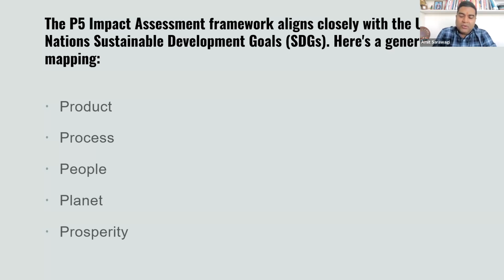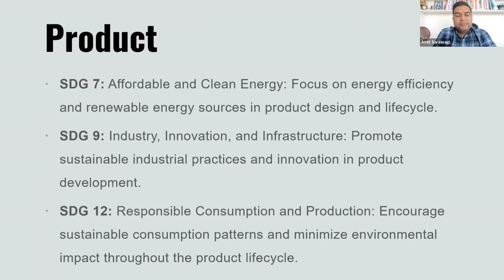Let us see what SDGs are associated with product. SDG number 7, 9, and 12 are associated with product. SDG 7 is affordable and clean energy. What is SDG 7 all about? SDG 7, which is mapped to product, is about affordable and clean energy. It says to focus on energy efficiency and renewable energy sources in product design and life cycle.